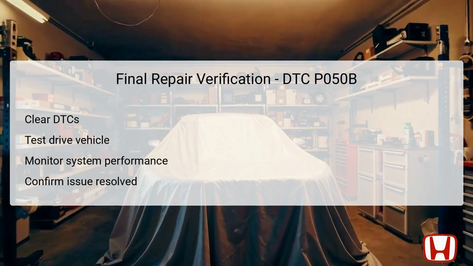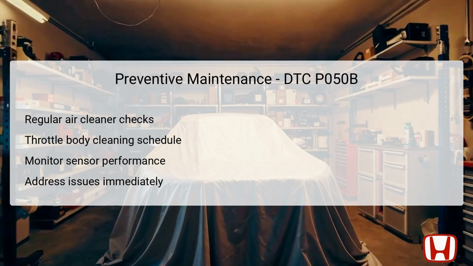Finally, if all conditions appear satisfactory and no new DTCs occur, you can confidently conclude that the issue has been effectively addressed and remedied. Preventive maintenance is crucial to avoiding future occurrences of DTC P050B. Regularly checking the air cleaner and replacing it as needed helps ensure that airflow to the engine remains unobstructed and that contaminants do not impact performance.